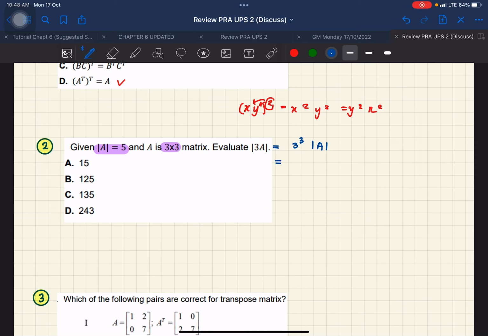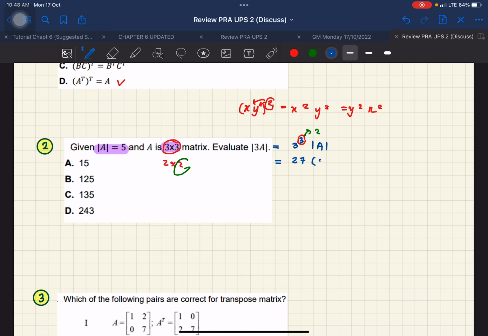So kenapa saya letak kuasa 3 dekat sini is because my matrix is a 3 by 3 matrix. Okay, so if it is a 2 by 2 matrix, then yang dekat atas ni sekarang akan jadi 2 lah. Tapi disebabkan dia 3 by 3 matrix, so it's going to be 3. So saya ada 3 kuasa 3, 3 kuasa 3 is 27.